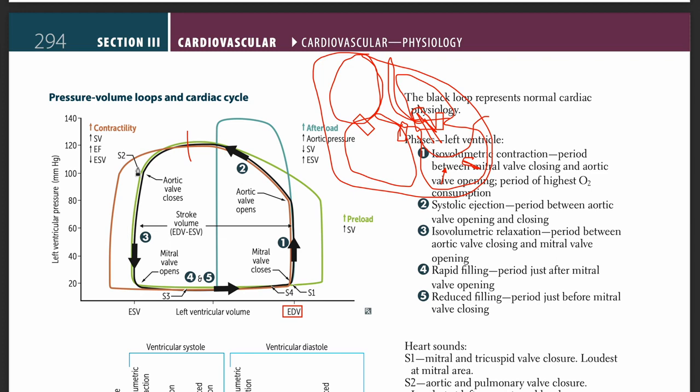Okay, so when it reaches this area, there's not enough blood to keep the aortic valve open, or the flow, right? So then it closes here. As this closes, what happens is it's isovolumetric, because the volume stays the same. That's this right here, right? So this stays almost the same. So that's called isovolumetric relaxation.